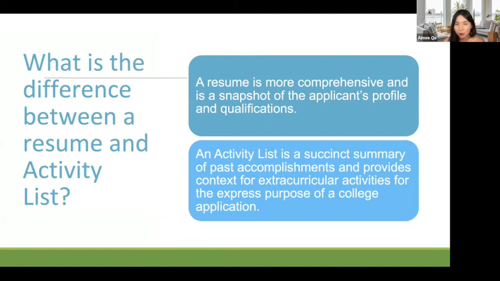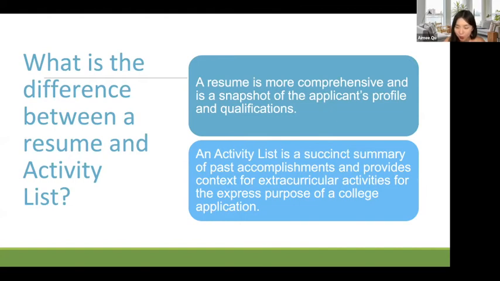Okay, some people will also ask, what is the difference between a resume and activity list? Because some colleges also ask for a resume. One is just the formatting. The resume is formatted differently. And I think the resume is more comprehensive because you can include details in there, such as your GPA, such as skills that you have, right? And it's not only just activities. Now, the activity list is really only for the express purpose of extracurricular activities.